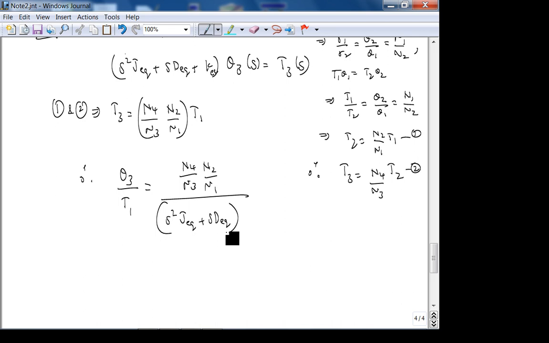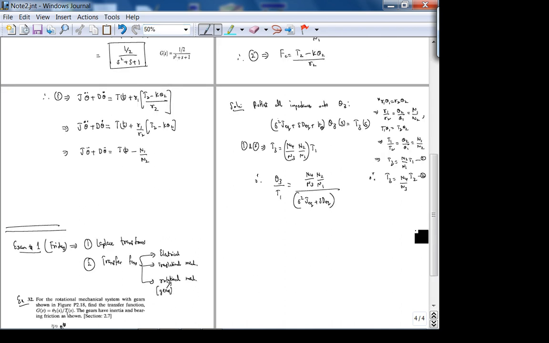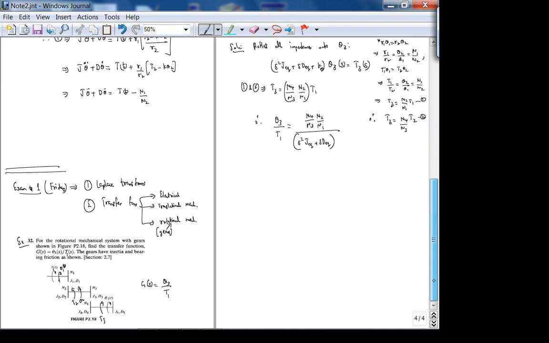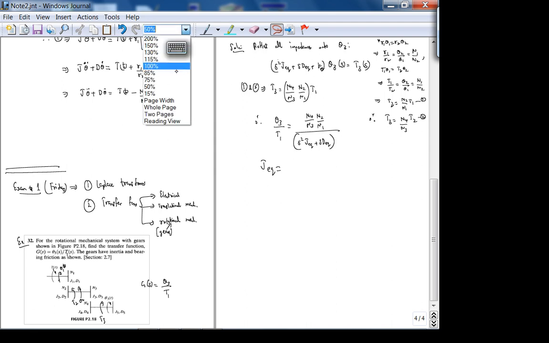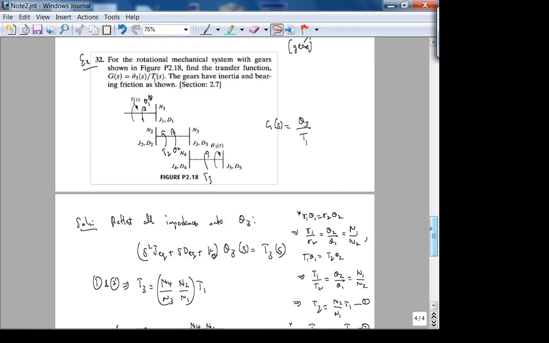Yeah. So let's reflect, we're not done. So let's reflect all the impedances, right? So we gotta, let me zoom out. So here, let's do JEQ. So what's JEQ? So what is the equivalent impedance on this shaft? So I can try zooming in a little bit more. 75%, okay. So let's just look at it first. So what's the equivalent impedance on this shaft?